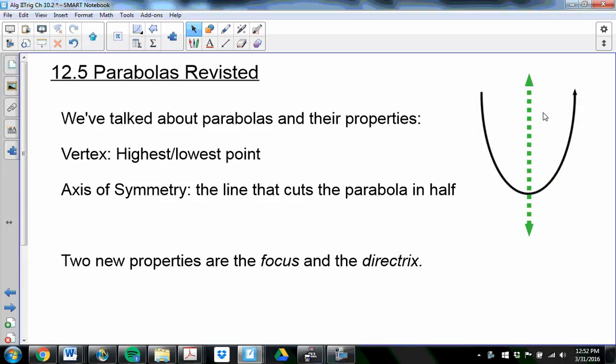We're going to talk more about parabolas today. We've talked about them before and properties that they have, such as they all have a vertex, which is the highest or lowest point, and they all have a line of symmetry called the axis of symmetry that cuts the graph in half and makes it symmetric.